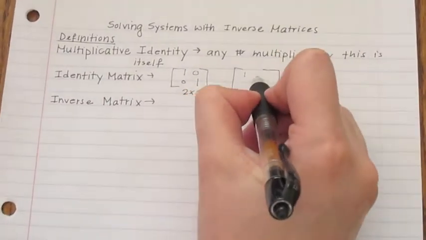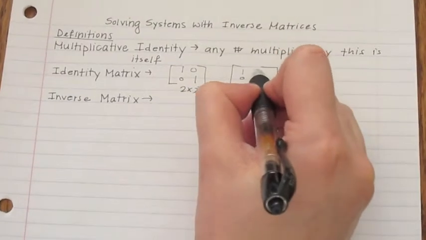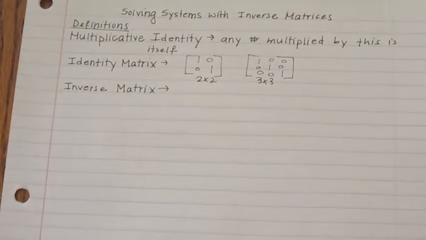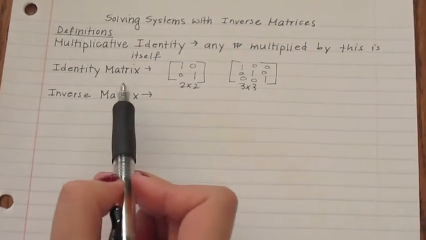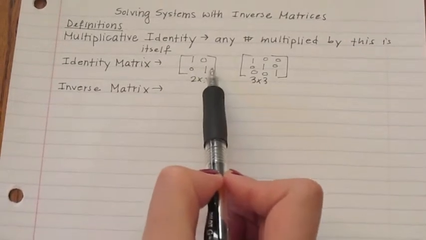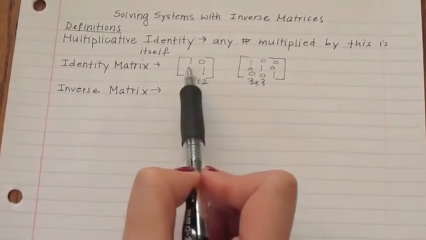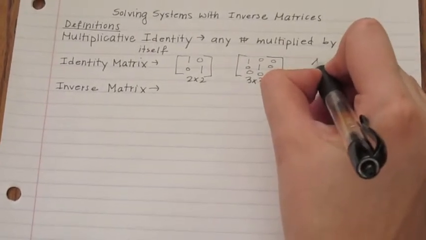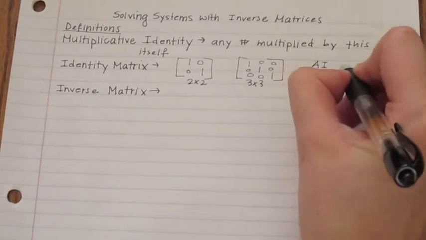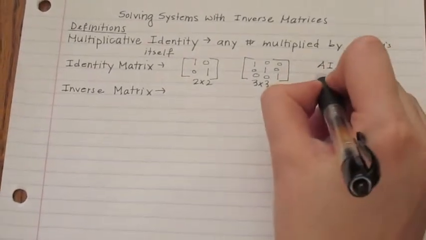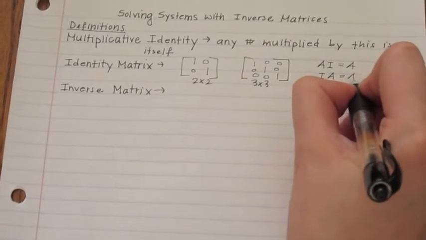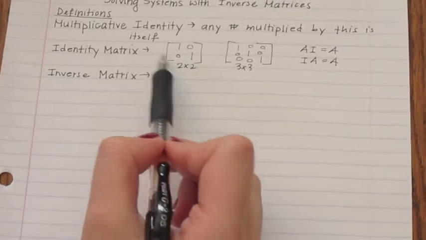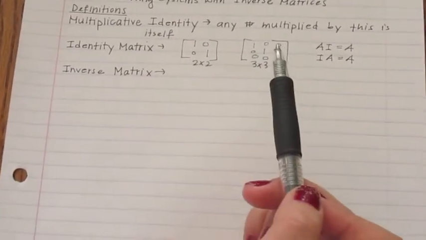A 3 by 3 would look like this. 1's in the diagonal, 0's everywhere else. And basically, the identity matrix is any matrix times this is itself, or this times any matrix is itself. So if we have a matrix A and we multiply it by the identity, it'll give you A, or the identity multiplied by A will give you A. So that's the identity matrix, standard, so make sure you remember it's 1's in the diagonal, 0's everywhere else.